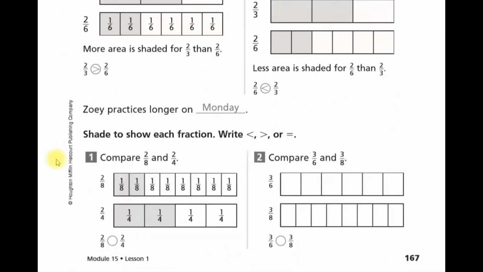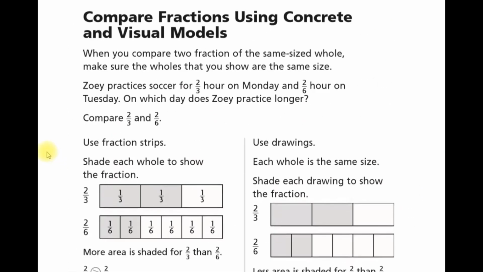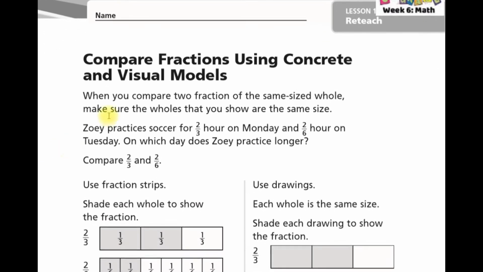We are on the next page. It says 167 on the bottom, Module 15, Lesson 1. Compare fractions using concrete and visual models. When you compare two fractions of the same sized whole, make sure the wholes that you show are the same size. Zoe practices soccer for 2/3 of an hour on Monday and 2/6 of an hour on Tuesday. On which day does Zoe practice longer? Compare 2/3 and 2/6. Use fraction strips.